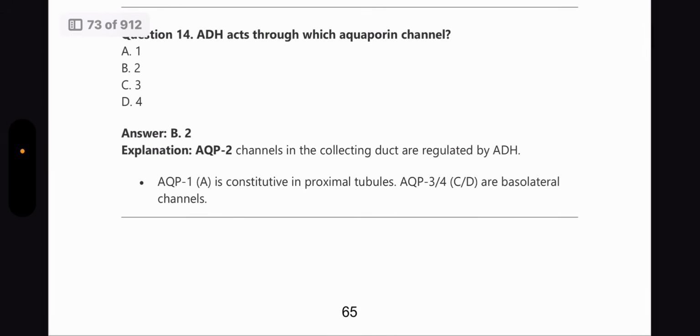Next, ADH acts through which aquaporin channel? Answer is aquaporin 2. Aquaporin 2 channels in the collecting duct are regulated by ADH. Aquaporin 1 is constitutive in proximal tubules, and aquaporin 3 or 4 are basolateral channels.